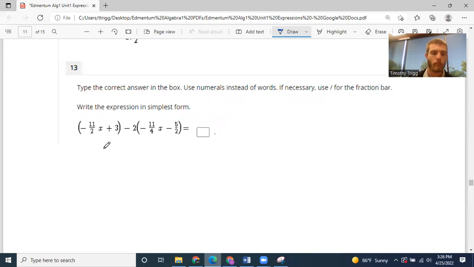Okay. For this one, we have -11 over 2 x. This first parentheses doesn't really matter because I can't combine these together and there's nothing multiplied by the front. This second parentheses though, this -2 is going to multiply with both these terms. So -2 times -11/4 gives positive 22/4 x. And then -2 times -5 over 2. In this case, I'm multiplying by 2 and then dividing by 2. You can think of those as canceling. So that's going to give us positive 5.